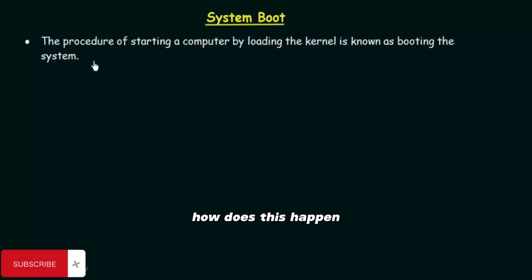Now the question is, how does this happen? You have the hardware, and you have the operating system installed, and everything is ready. Now the kernel has to be loaded into the memory. But the hardware itself doesn't know how to load the kernel or how to locate the kernel and how to load it into the memory. So how does the system booting take place? For that, we have something known as the Bootstrap program or the Bootstrap loader.